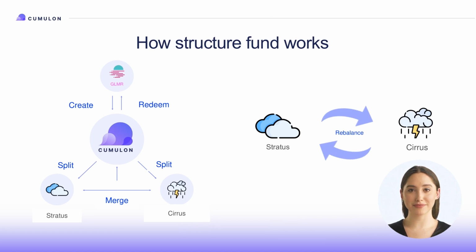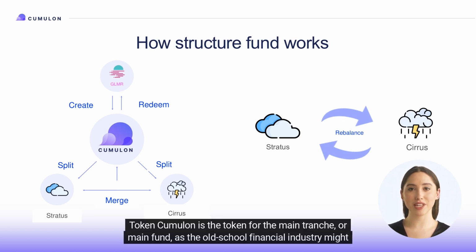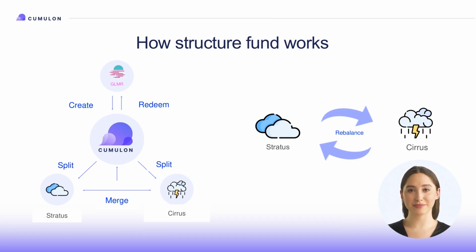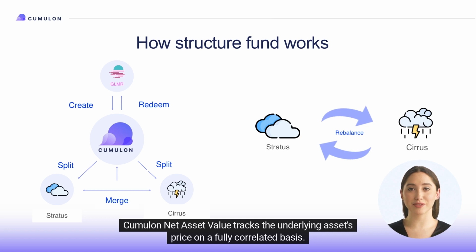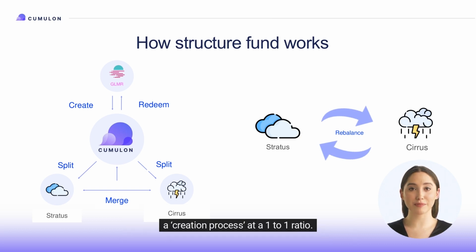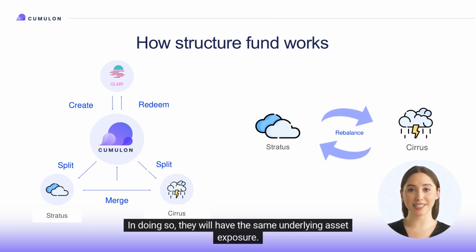What is token Cumulon? Token Cumulon is the token for the main tranche or main fund, as the old-school financial industry might call it. Each token Cumulon represents 1 share of the main fund. The main fund is an asset tracking index fund. Cumulon net asset value tracks the underlying asset's price on a fully correlated basis. In the next 6 months, Cumulon Protocol will implement the first fund, the GLMR fund. Rather than holding the underlying assets passively, investors can now swap GLMR for token Cumulon via a creation process at a 1:1 ratio. In doing so, they will have the same underlying asset exposure.